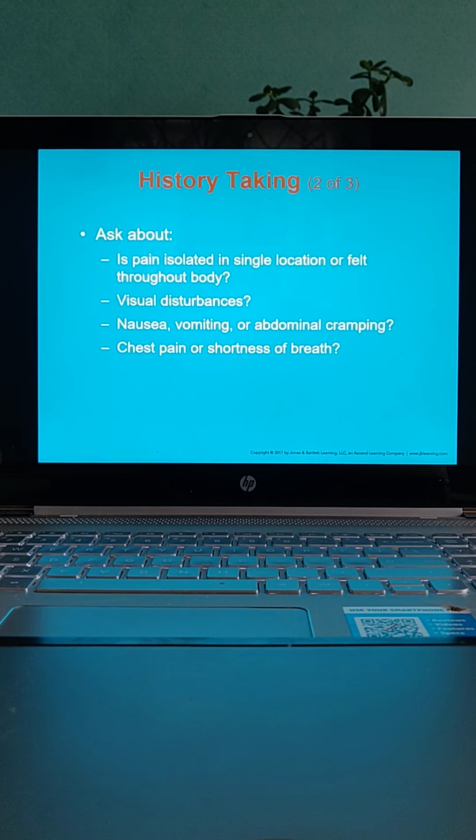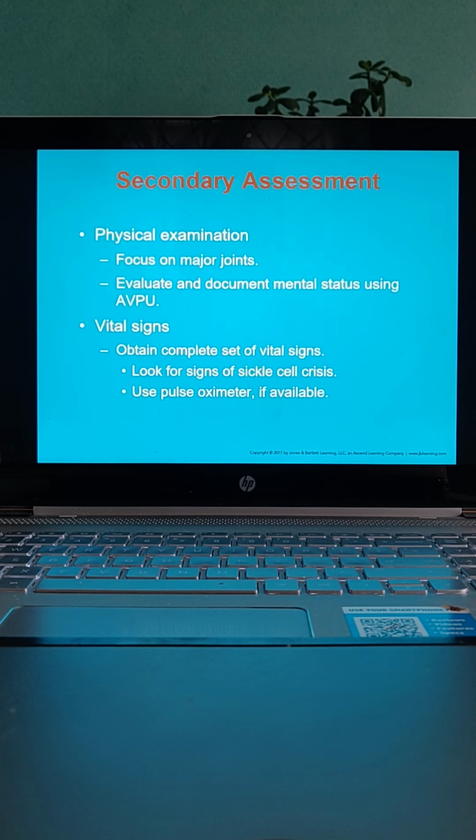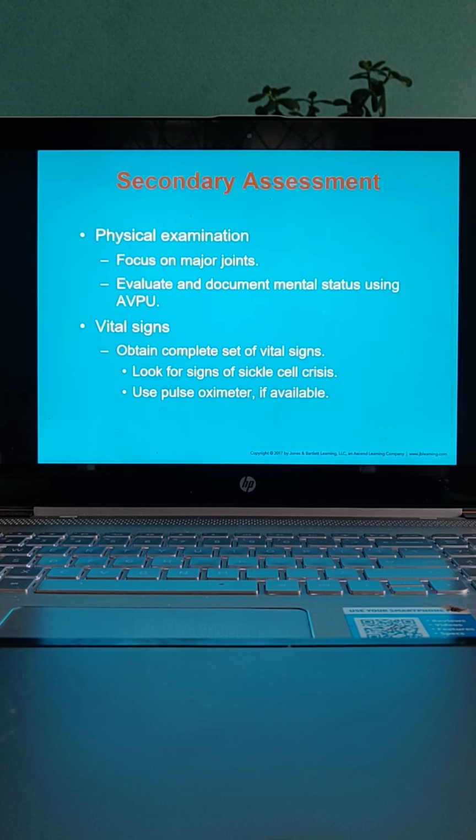Okay, ask about: is the pain isolated to a single location, or felt throughout the body? Visual disturbances, are you having problems seeing, nausea, vomiting, or abdominal cramping, and chest pain or shortness of breath. You guys know all the questions to do. SAMPLE, OPQRST. Secondary assessment. Secondary assessment is when you concentrate on the affected body part or body system.